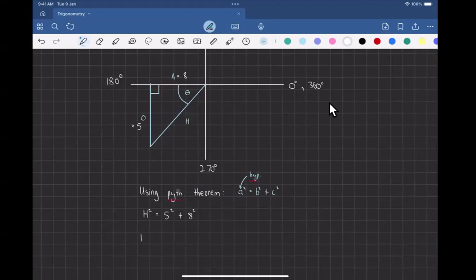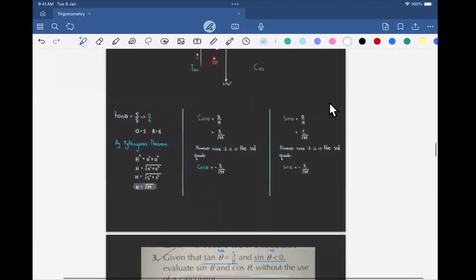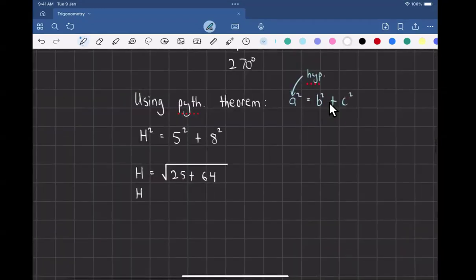So then h will be equal to the square root of that. Plug that into the calculator and tell me what value you get for h. You get an ugly answer. I'll get root 89. Let me just verify that that's the answer. Ugly answer. Yep, that's correct. So h is equal to root 89.